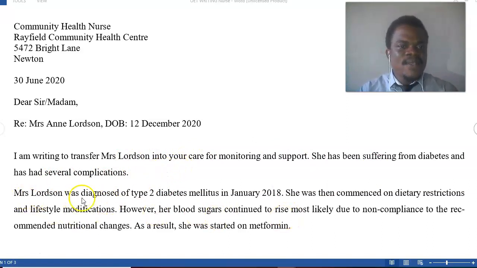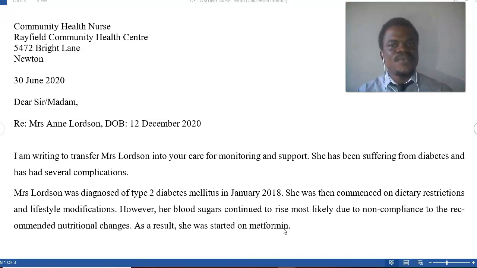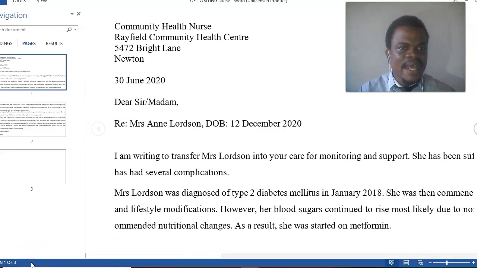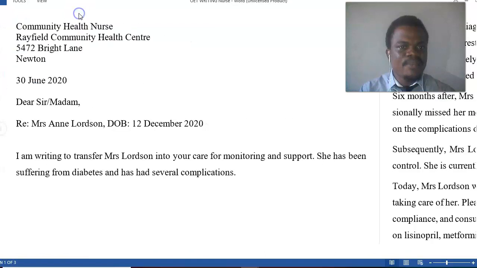Now, Mrs. Lawson was diagnosed with type 2 diabetes mellitus in January 2018. She was then commenced on dietary restrictions and lifestyle modifications. However, her blood sugar continued to rise, most likely due to non-compliance with the recommended nutritional changes. As a result, she was started on metformin. I combined the first 2 visits to get this paragraph. So those important pieces of information I selected, I combined them to get that paragraph.